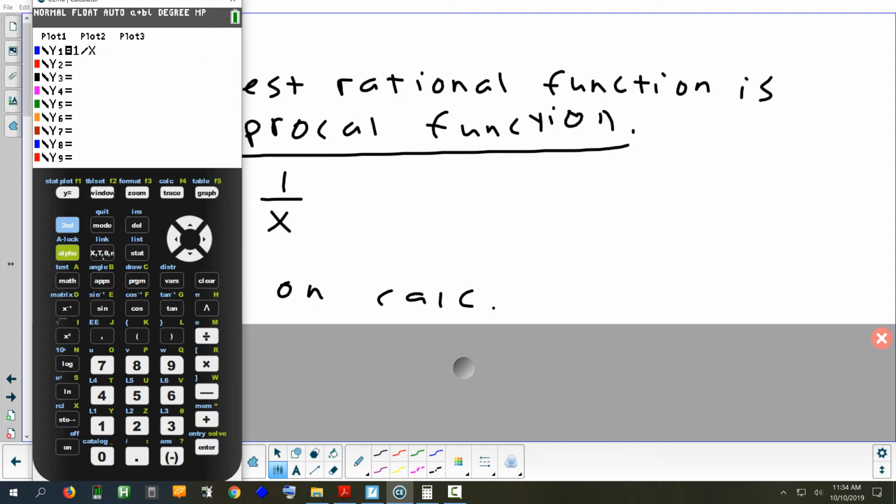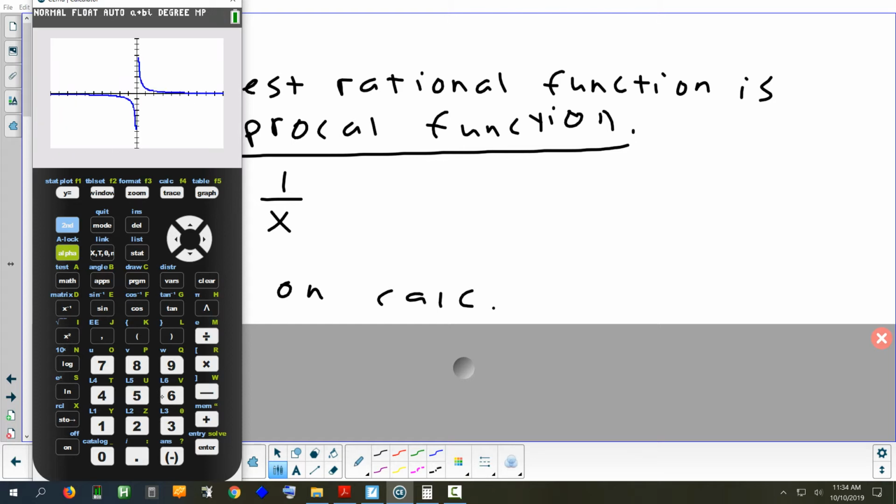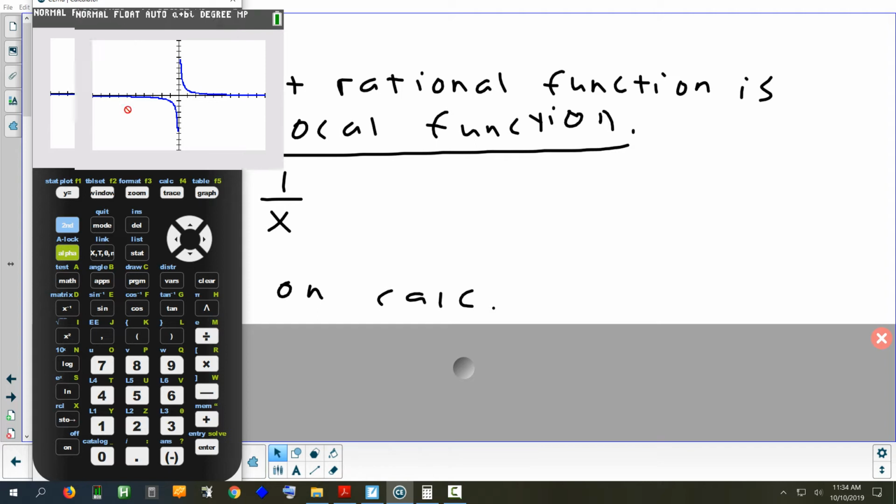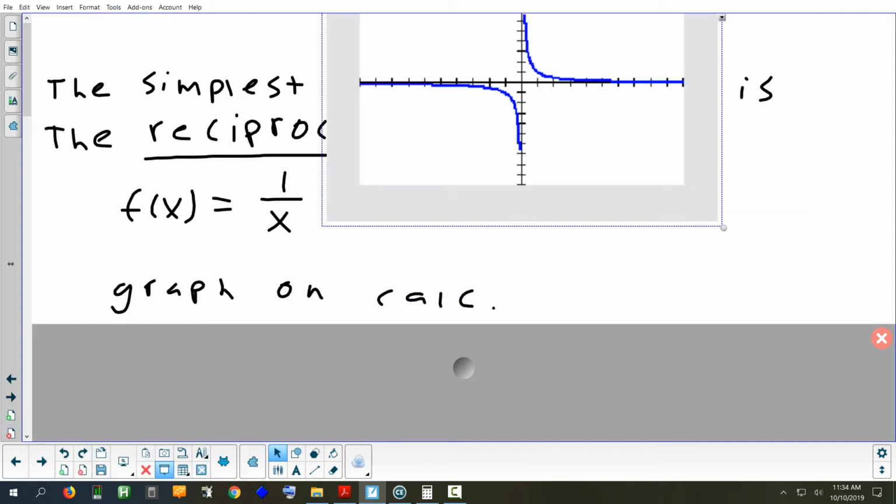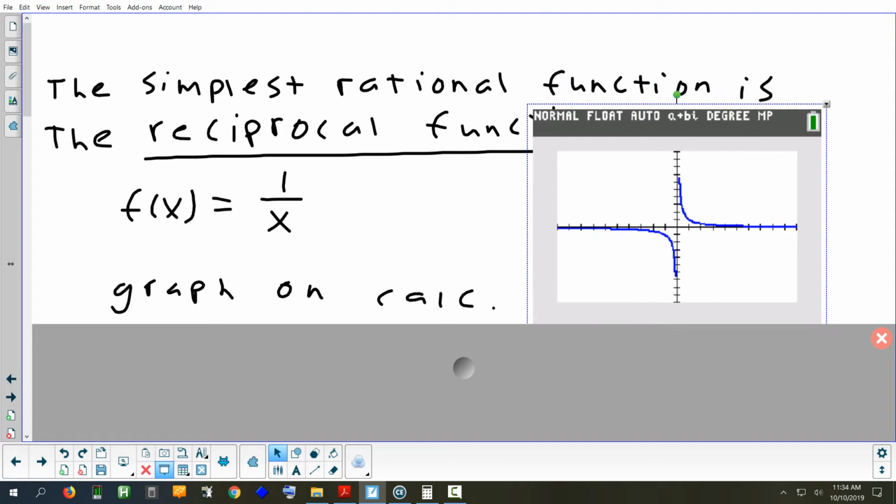So 1 divided by x. I'm going to do zoom 6. Okay, now that's kind of what it should look like. Anybody remember what I've said, we may have seen this one before? It's not a completely accurate picture. How come? Yeah, it stops on the y-axis. It looks like it stops, right? It shouldn't. Okay? It's just once things start getting really steep, the calculator freaks out.